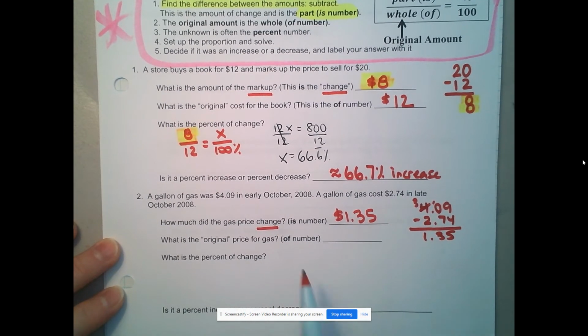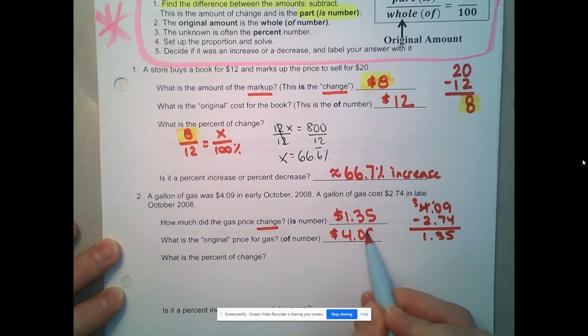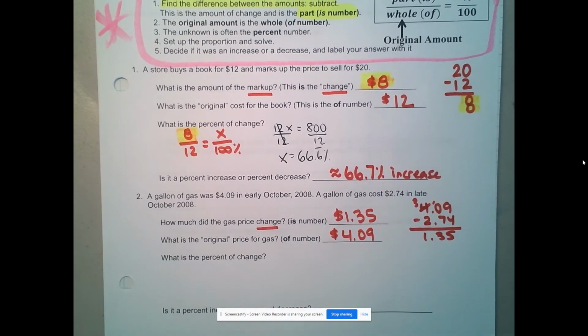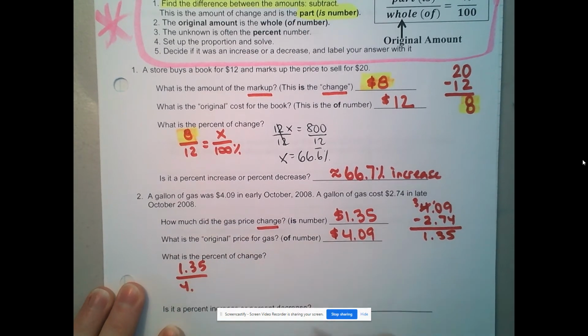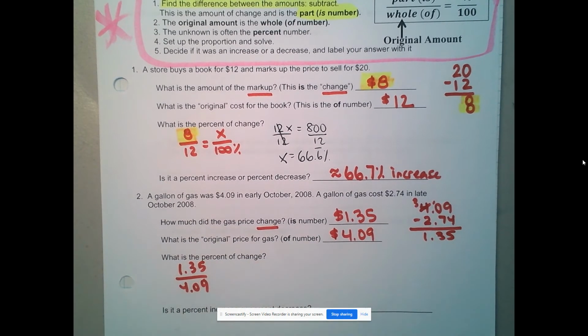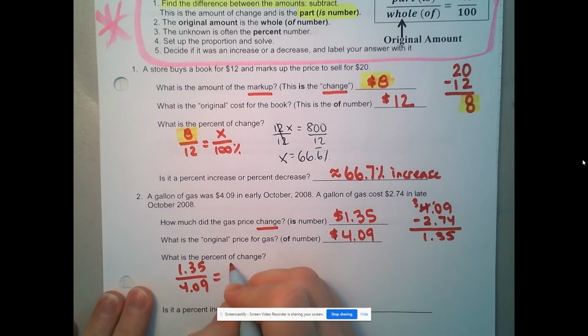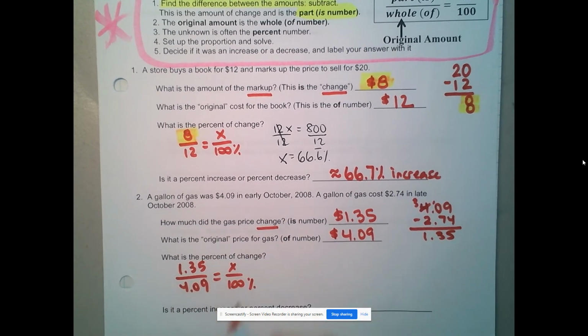The original price, it was $4.09 in early October. Then it was $2.74 in late October. So the original price was the $4.09, the earlier price. So what is the percent of change? So we need our change, which is the $1.35 over the original, which is the $4.09. And then we set it equal to x over 100% and solve it just like we did any other percent.